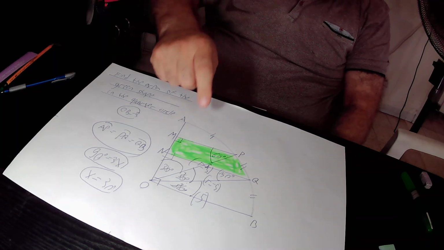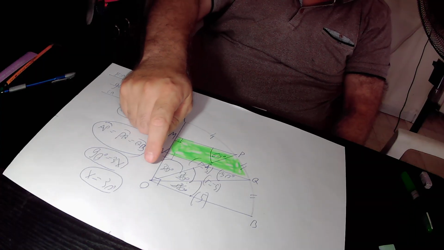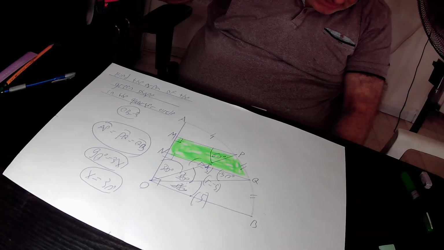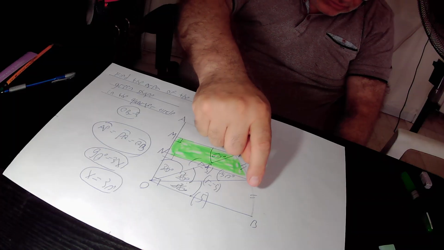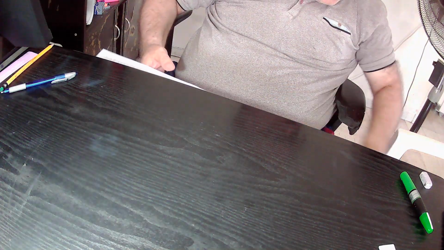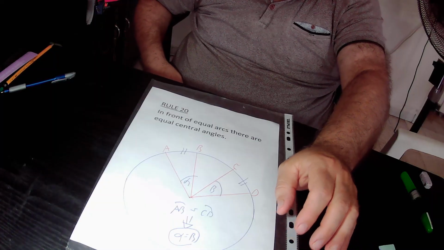So first of all, we join points O and C together, O and P together by a straight line. We also join points O and Q together by a straight line. Because arc AP equals arc PQ equals arc QB, we can implement here rule 20. So we put here rule 20. According to rule 20, in front of equal arcs, there are equal center angles.